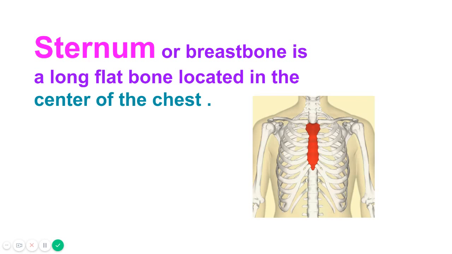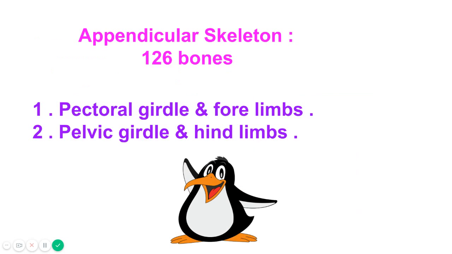Now let's see what sternum is. Sternum or breastbone, as you can see in the diagram, the red region, is a long flat bone located in the center of the chest. So this was the axial skeleton. Let's discuss something about the appendicular skeleton.